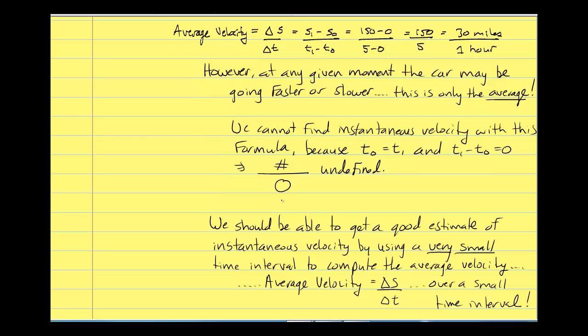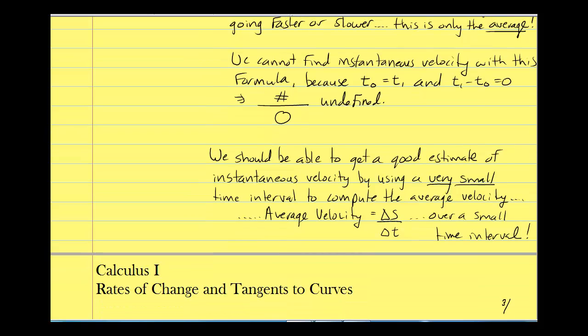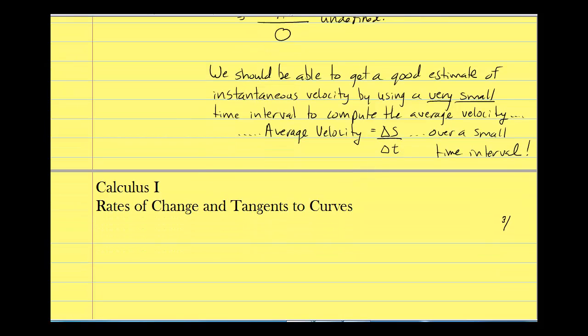However, having said that, we should be able to get a really good estimate of instantaneous velocity by using a very small time interval to compute the average velocity. So what we could do is, instead of taking a time interval of 5 hours like we did up here, maybe we could do a time interval of, let's say, a couple seconds. So average velocity, change in distance over the change in time, over a very small time interval will give me an idea of instantaneous velocity.